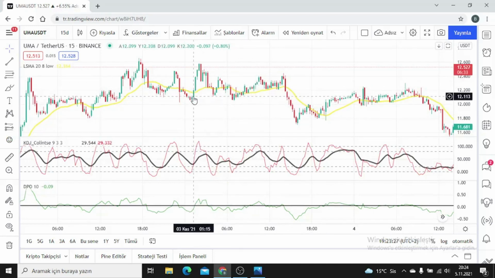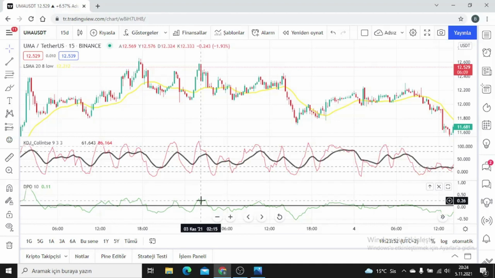When the resistance here is broken at one time, think about it this way, you can think that the volume is increasing, friends, and there is a sudden inflow of money. The price jumps up, you can think of it that way. Now, this is a 15-minute chart. There is a sudden breakdown here.